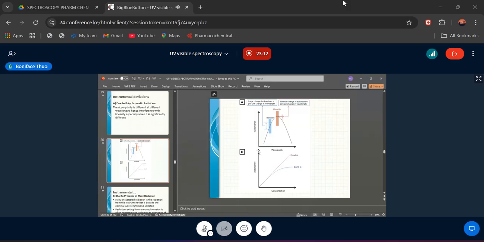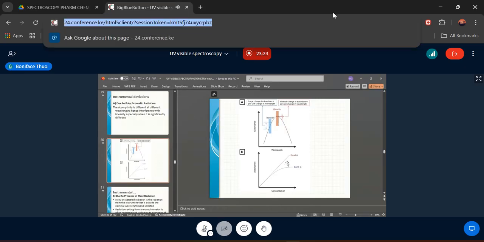So if we were to repeat that in a graph, you see that when you measure at lambda max, the linear relationship extends over a wider concentration range compared to when you measure outside the lambda max region. So that is the effect of polychromatic radiation, either the choice of a wide band for measurement or measuring away from the lambda max region of the compound.